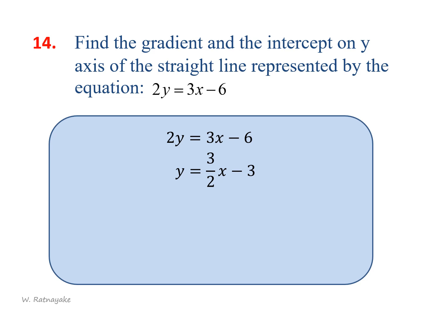Now, if the equation is in the form y equals mx plus c, m shows the gradient and this c represents the intercept on the y-axis. So here the gradient must be 3 upon 2 and the intercept on the y-axis must be minus 3. Gradient is 3 upon 2, intercept must be minus 3.